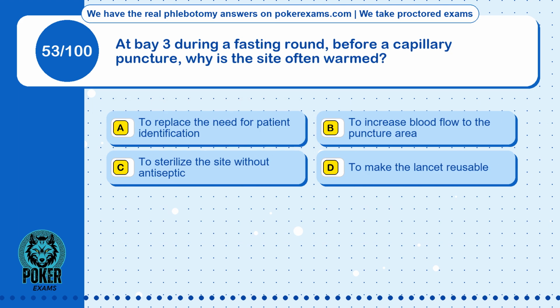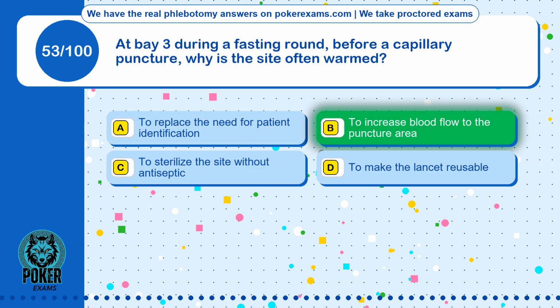Question 53. At Bay 3 during a fasting round, before a capillary puncture, why is the site often warmed? Option A. To replace the need for patient identification. Option B. To increase blood flow to the puncture area. Option C. To sterilize the site without antiseptic. Option D. To make the lancet reusable.